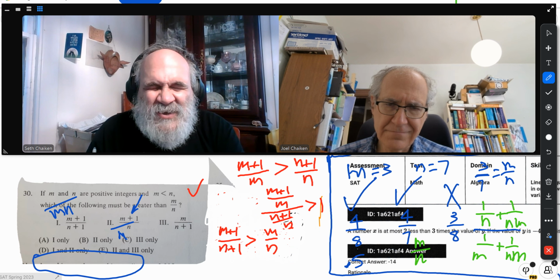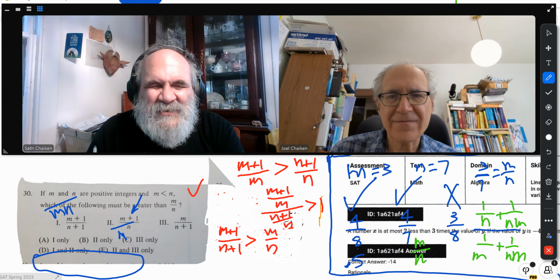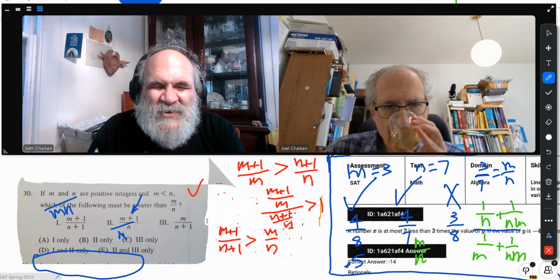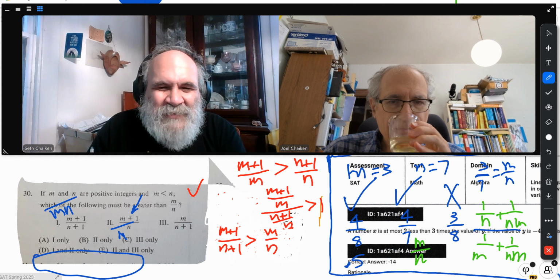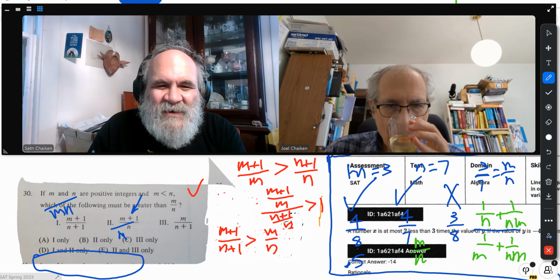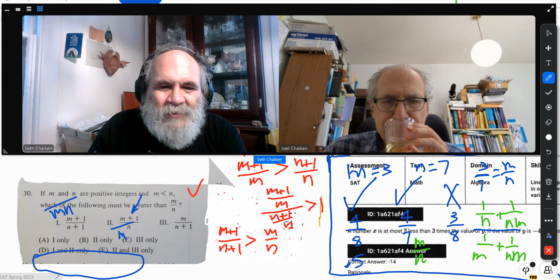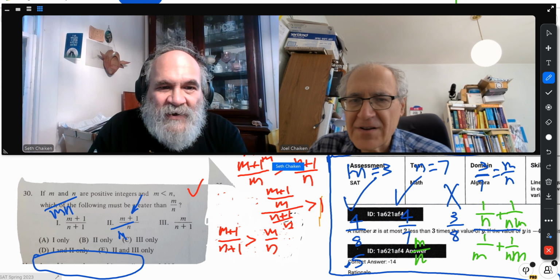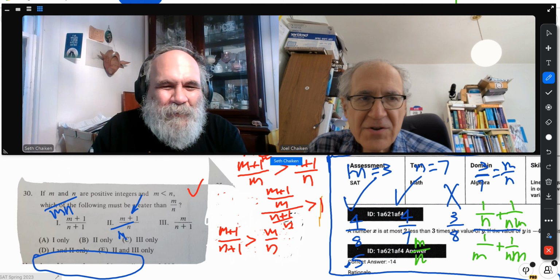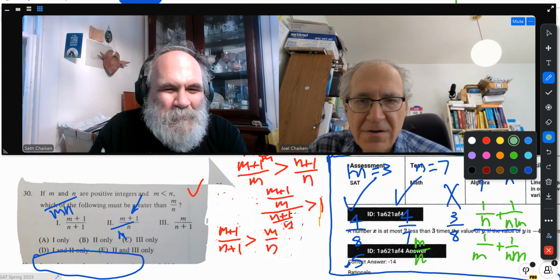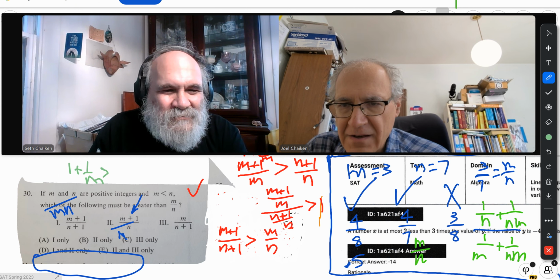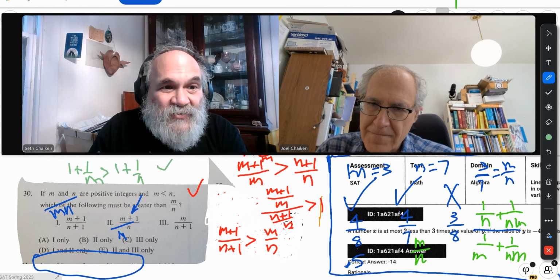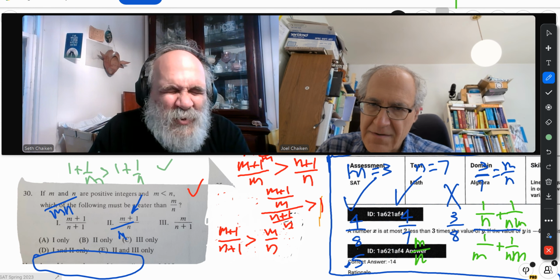So I could reach the conclusion that we need to know. Very nice. Now, why is the top equation true? You got to justify it. Yes, I got it. I see how you can simplify the left-hand side. We get 1 plus 1 over m is greater than 1 plus 1 over n, and that is true because m is smaller than n.